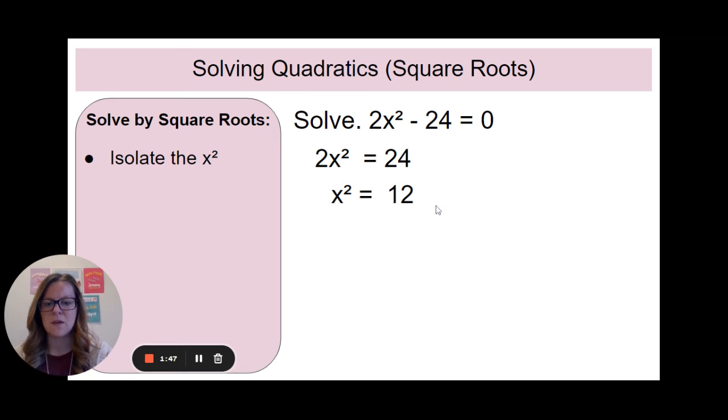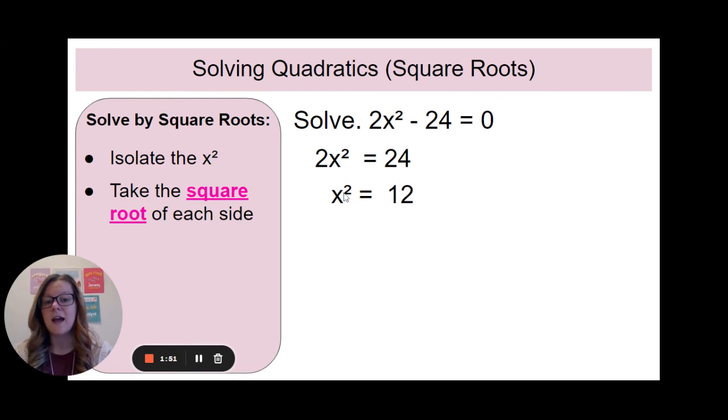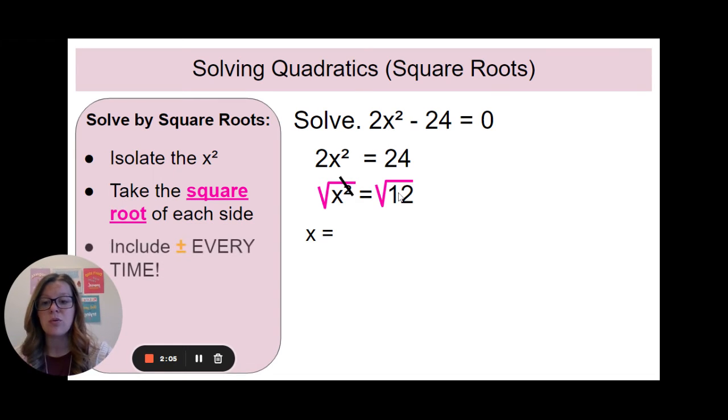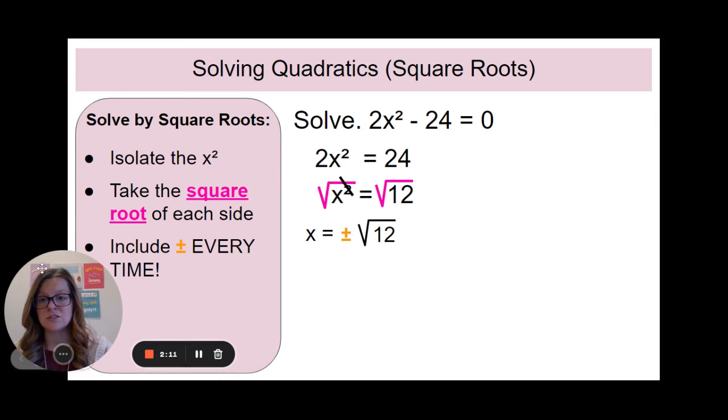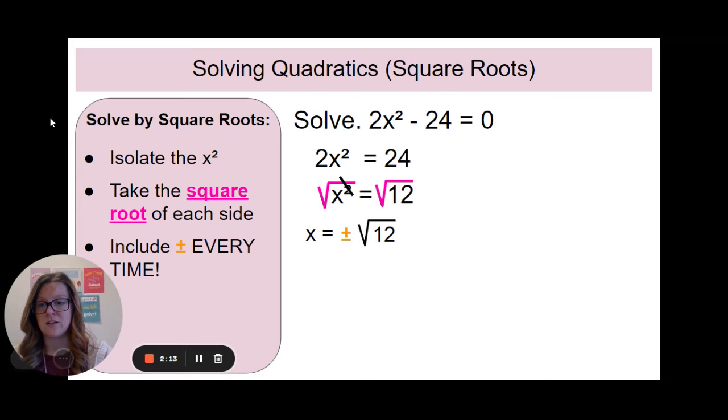Okay, there's step one. Step two is I need to cancel out this x squared, so I'm like, hey, I can do the inverse operation and take the square root of each side. The square root and squared are going to cancel to leave me with x. And now on the right side, whenever you take a square root, this is so important, you have to put plus or minus every single time. So it is equal to plus or minus the square root of 12. So just be sure that you put that there every time.